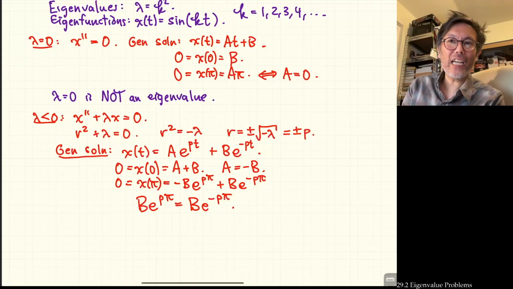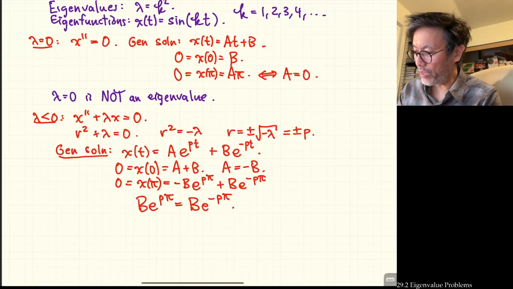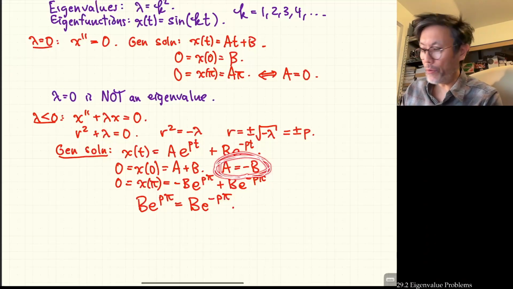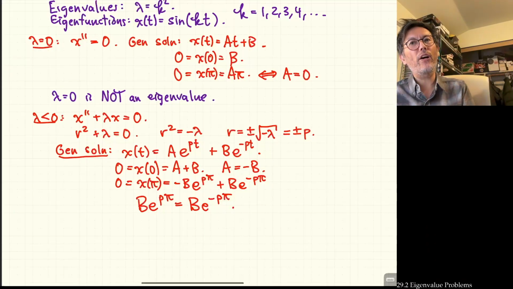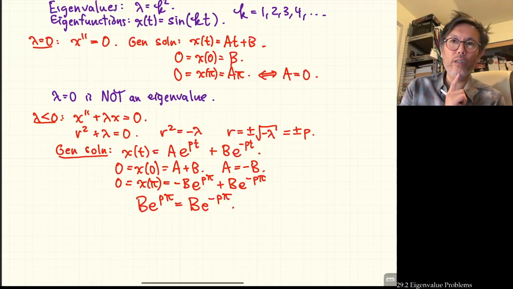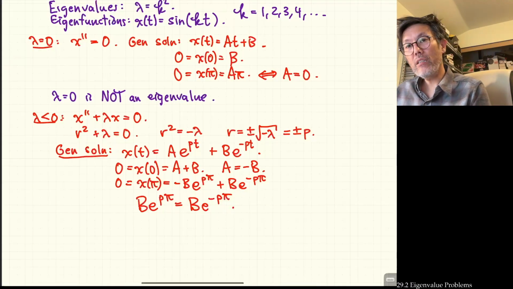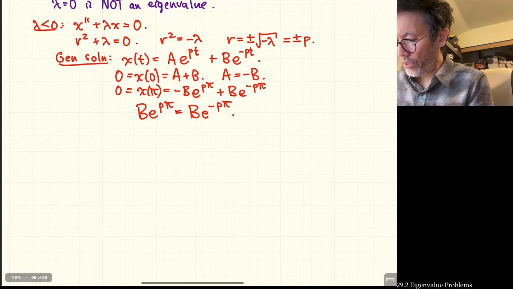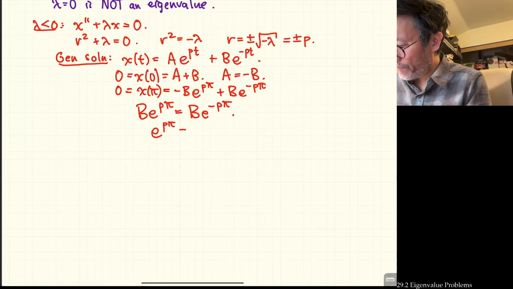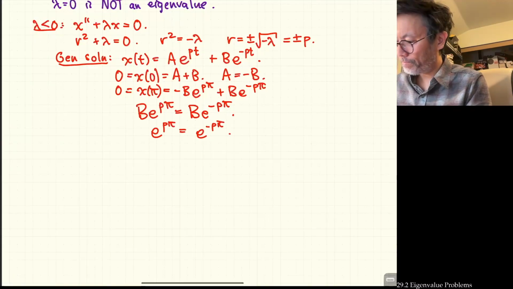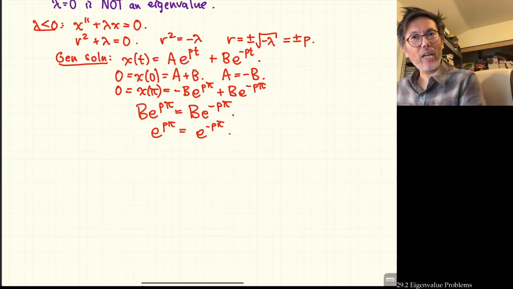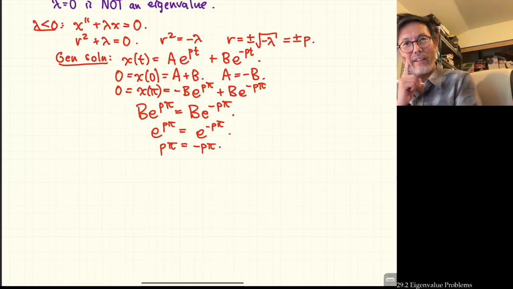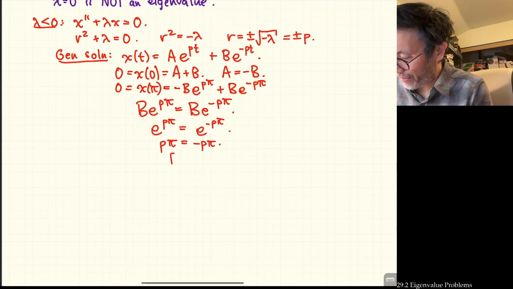Note that b can't be 0. Because if b were 0, what would a be given this condition? It would also be 0. And what would that make x? That would make it be the 0 function, and we're hunting for non-zero solutions. So we can assume safely that b is not 0 and see what happens. If b is not 0, then that implies that e to the p pi is equal to e to the negative p pi. Now take the log of both sides. P pi is equal to negative p pi. Now divide both sides by pi.